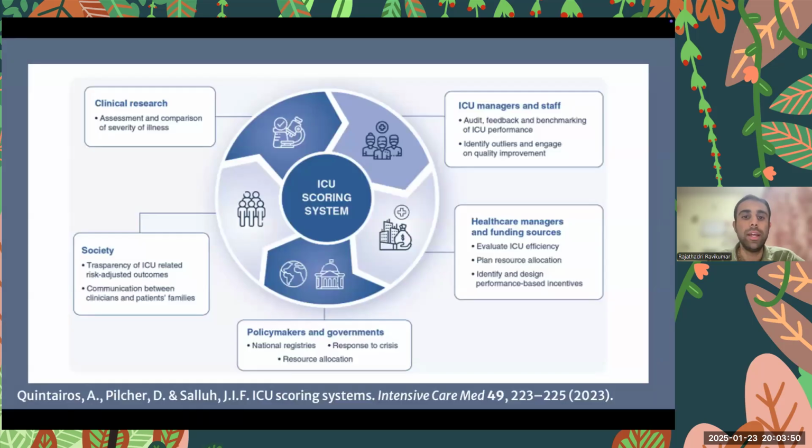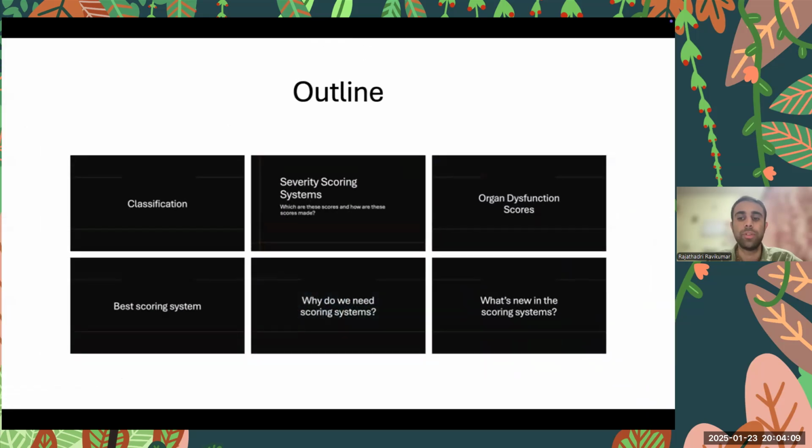This is the summary. They are used in clinical research. They are used at a society level, and for communication between clinicians and patient families. Policymakers and governments can use them, and ICU managers and staff can use them. Healthcare managers and funding sources can use them, based on the ICU scoring systems.